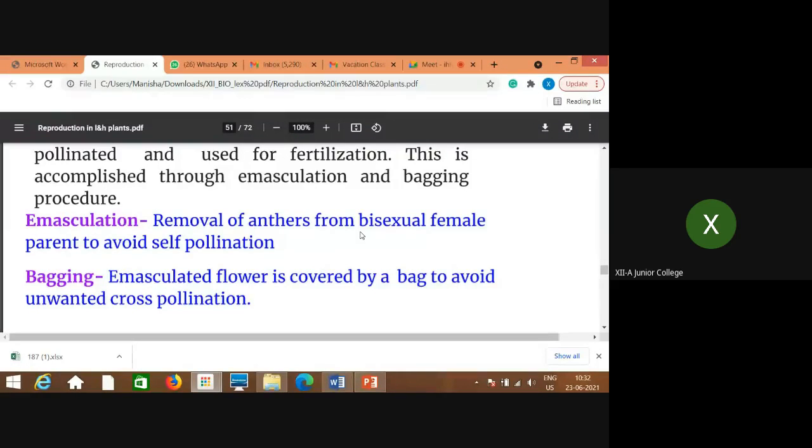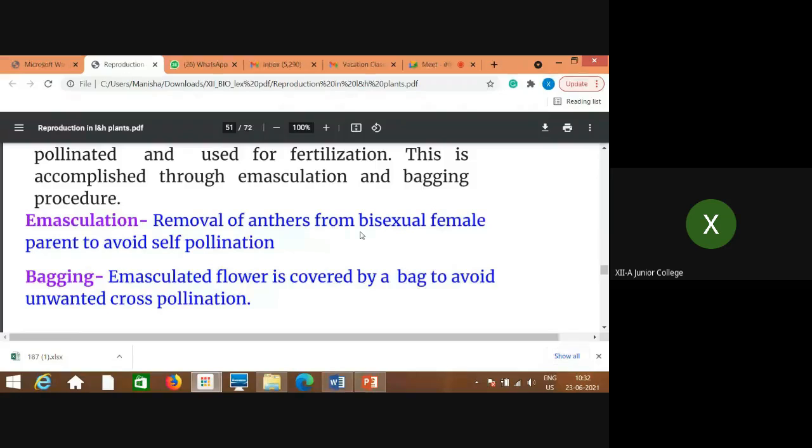And what is the male part in the flower? That is the anther. So anthers are removed from the bisexual female parent to avoid self-pollination. This part I will explain in detail later in another chapter, but right now just try to understand it as a part of pollination, because this is the natural way which we discussed earlier, yesterday and today also. But this is the artificial way.